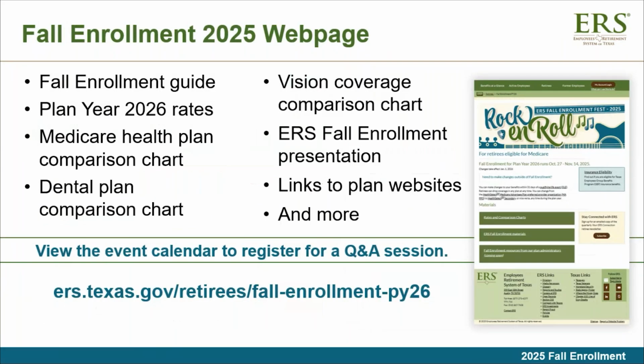Right now, on that fall enrollment page, you'll have access to all of the comparison charts. You'll also have the PDF version right now of the fall enrollment presentation. This will be recorded and posted on there within a couple of days. And then the plan administrators' presentations that they're going to do during the webinars are on there as well, so that you have access to that. And then you also have access to the link where you can go in and register for any of the benefit Q&A sessions that interest you, or if you're just wanting to get more information.